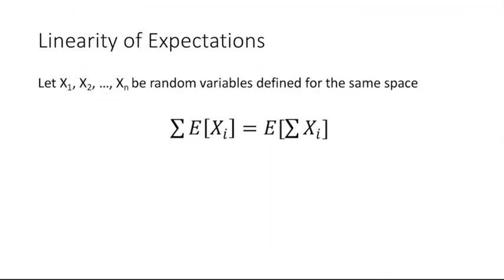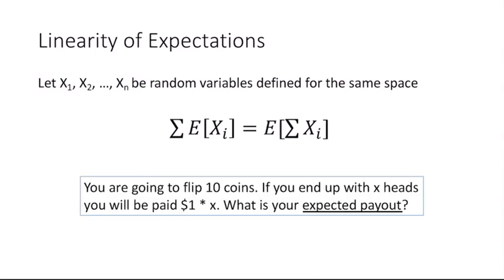Okay, well let's go through another example. Let's say we have x1 through xn be random variables defined for the same space. Specifically, let's look at this space where we flip a coin 10 times. If we end up with heads, I'm going to pay you $1. So the number of heads we get times $1 is going to be your payout. So what is your expected payout?